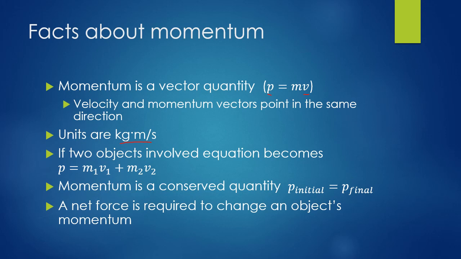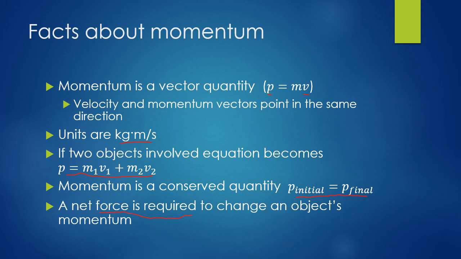If two objects are involved, momentum can actually be added. Okay, and we're going to use this equation on the next slide in a collision problem. Also, momentum's conserved, so that's why we're able to set the initial momentum equal to the final momentum. And lastly, a net force is required to change an object's momentum.